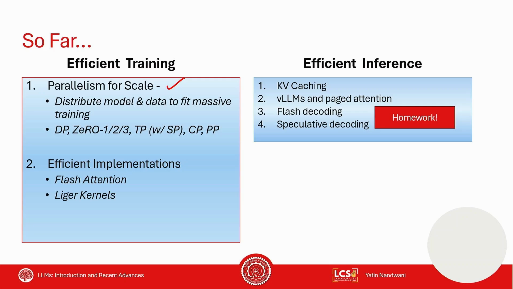And then we saw that two models had different throughput. They were similar size, mainly because of the efficient implementation in one of those, where we covered flash attention, Liger kernels, and then we saw that throughput is related to inference, right? You measure throughput during inference. So what are the efficient inference techniques that are available? We saw KV caching, paged attention, and we have left flash decoding and speculative decoding for homework.